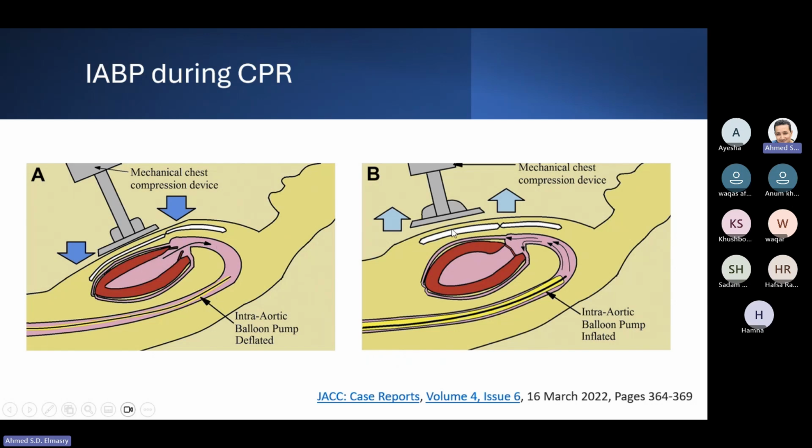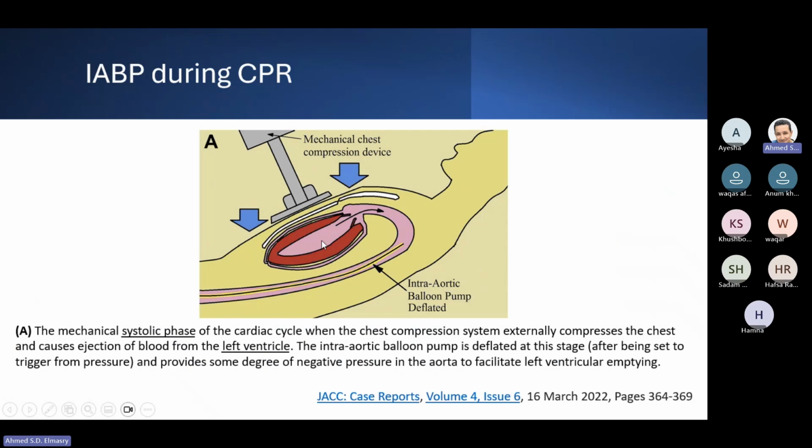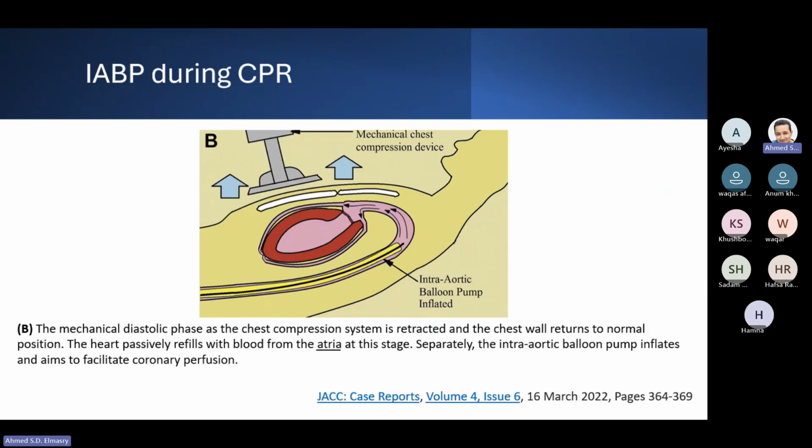And with the compression of the heart, the blood will go to the aorta, and the intra-aortic balloon will start the deflation. And when you release the chest compression, the aortic valve will start closure, and the intra-aortic balloon will start the inflation.